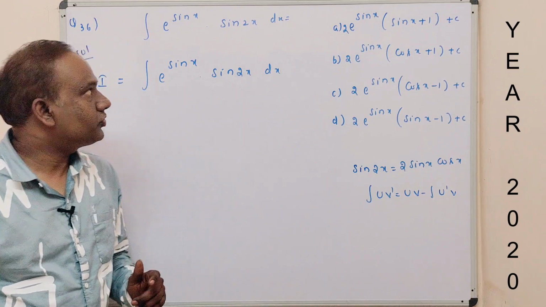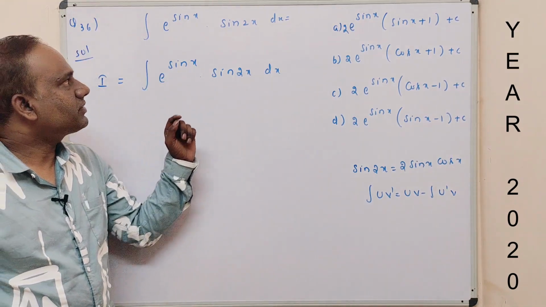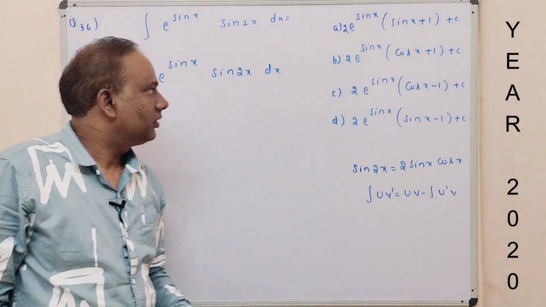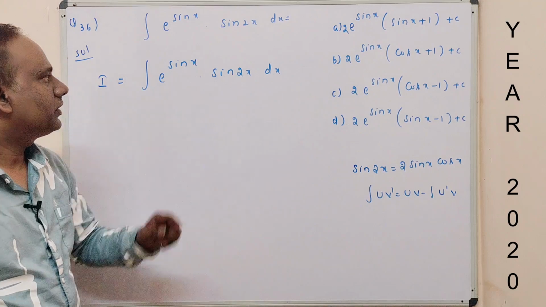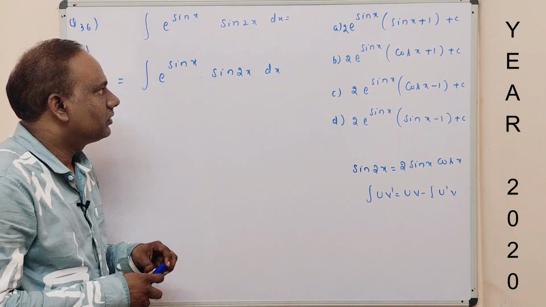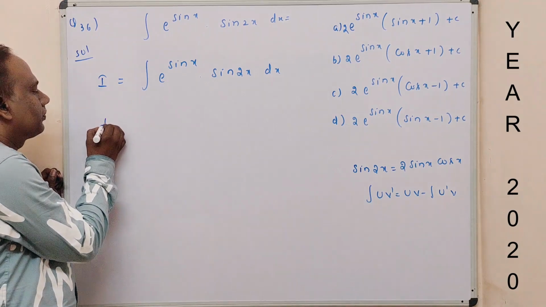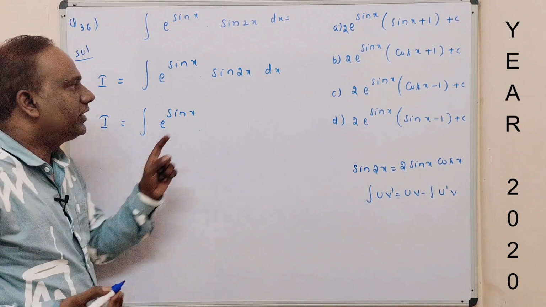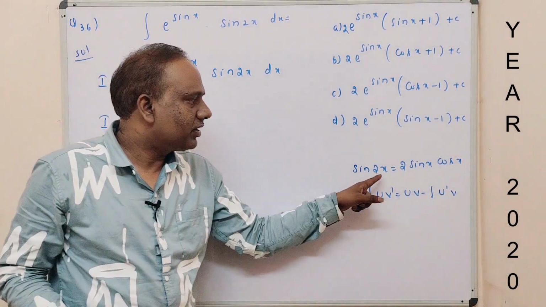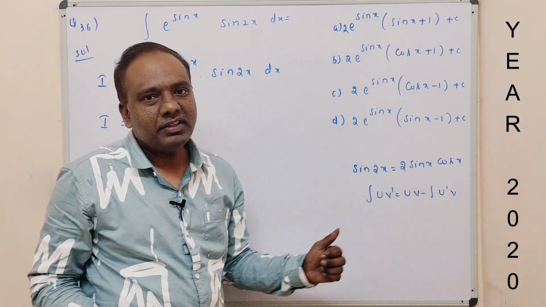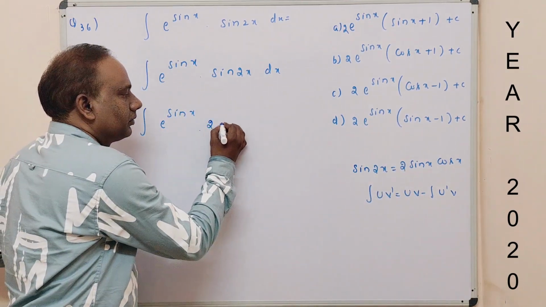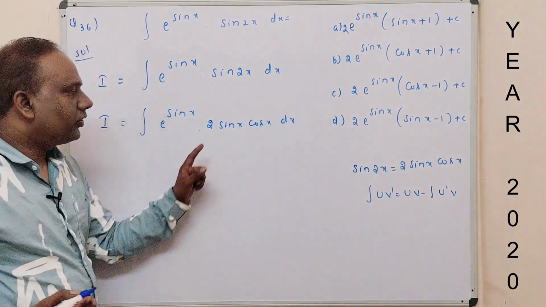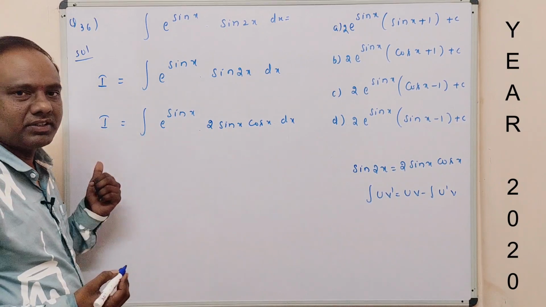Okay, so here the question is the integration of e power sin x into sin 2x into dx is equal to, and these are the options. First of all, we take I is equal to the integration of e power sin x into sin 2x. The formula is sin 2x is equal to 2 sin x into cos x, into dx. So here 2 is a coefficient. The coefficient, please write outside.